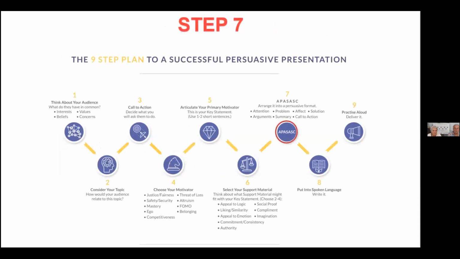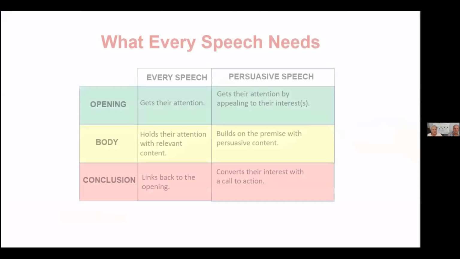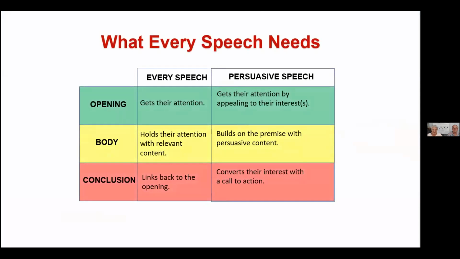And so that takes us on to step 7. With step 7, what you're basically doing is taking what you've got already. You've got a key statement. You've got support material. You've got your call to action. And so you just need to arrange that in the typical format that every presentation needs to have, which is an opening, a body, and a conclusion. An opening that gets their attention, a body that holds their attention, and a conclusion that links back to the opening. And with a persuasive speech, you have some additional requirements.